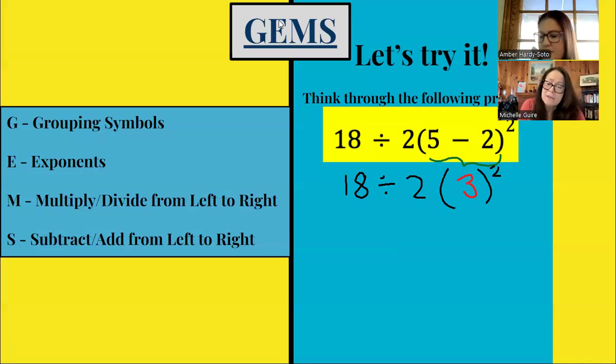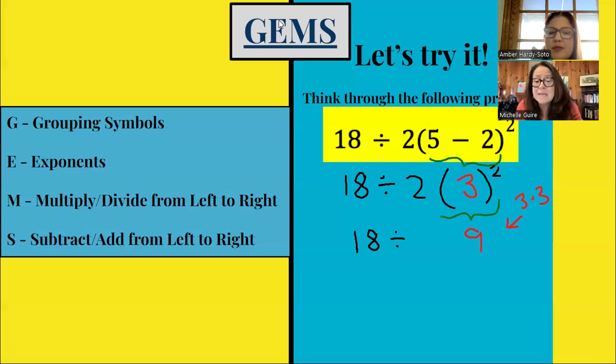Now notice the thing being raised to the second power is the 3, not the 2 times 3, just the 3. So are we going to do division, multiplication, or the exponent first? Well, when we look at GEMS, exponents come first. So we're going to do 3 to the second power and get 9, because 3 times itself is 9. And that's the same as a number squared or to the second power. Now we have 18 divided by 2 times 9.